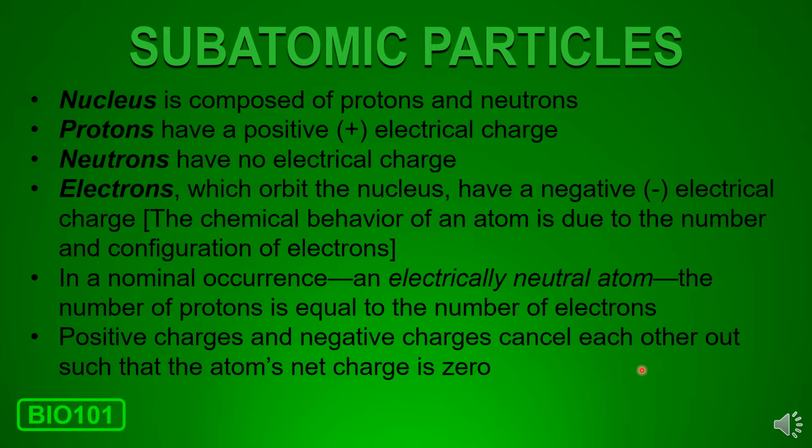So in the case of carbon, you have 6 protons, 6 positives, and a neutral atom of carbon therefore has 6 electrons or 6 negative charges flying around it in its little cloud. 6 positives plus 6 negatives equals 0, or an electrically neutral atom. So the positive charges and negative charges cancel each other out, so that the atom's net charge is 0. This is in the normal situation, in the balanced situation.